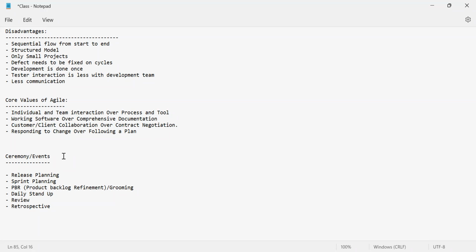As we were discussing, the requirements will be broken down into small chunks. These are called stories in Jira. Jira is a tool, as I was just saying. The bigger requirements will be broken down into small chunks, and these small requirements will be prioritized. Who will prioritize this? The product owner. Who is the product owner?